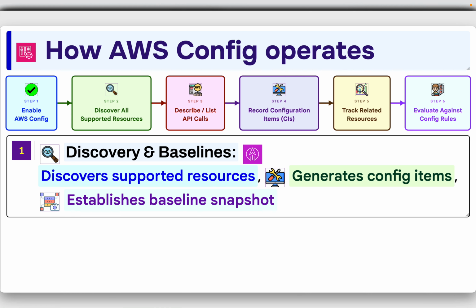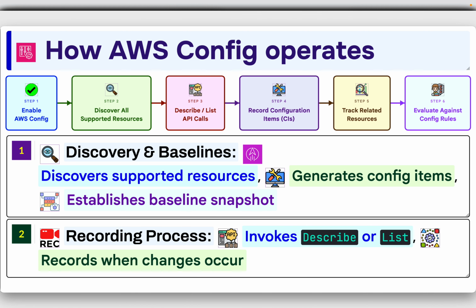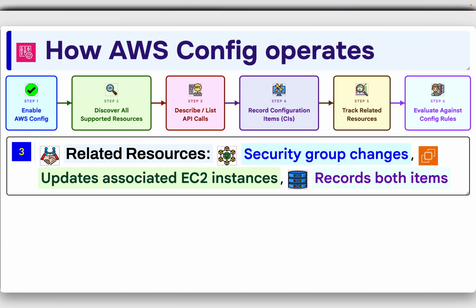Second topic, how AWS Config operates. AWS Config discovers supported resources, generates configuration items, and establishes a baseline snapshot. The API invokes describe or list calls and records when changes occur. AWS Config tracks related resources such as updating associated EC2 instances when security group changes occur and records both items.